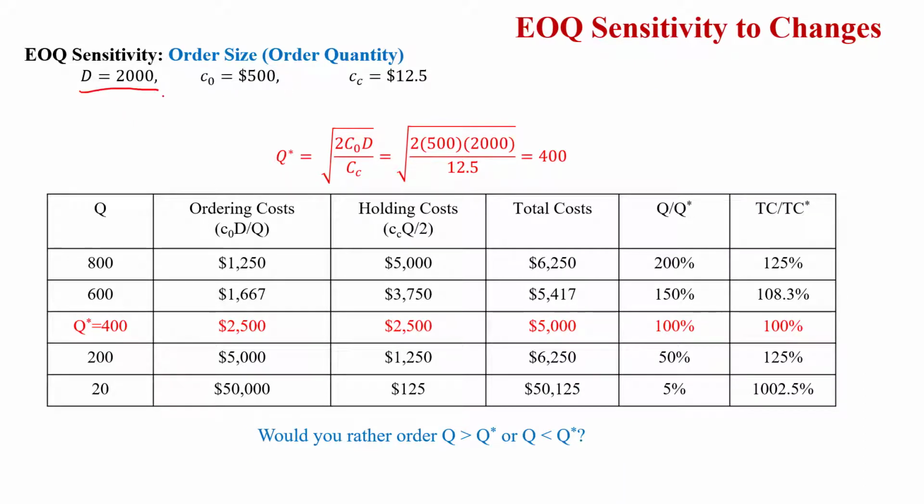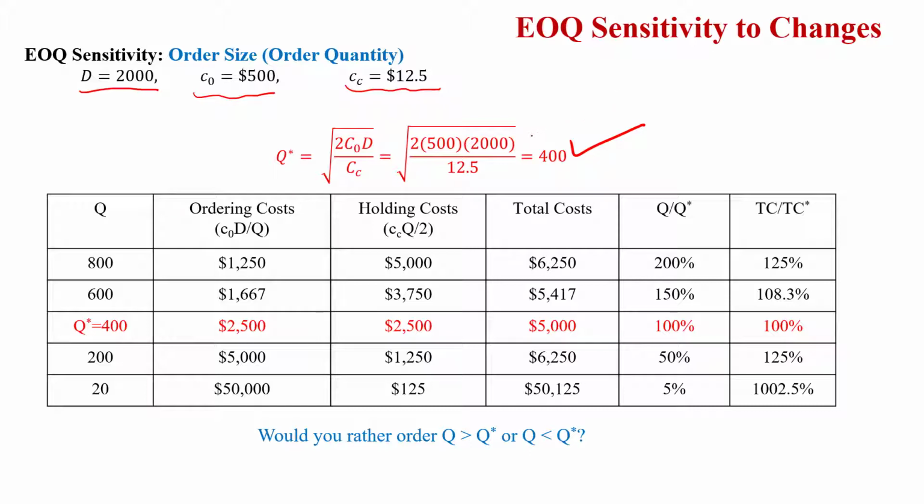For that, I'm using an example. Let's say we have the annual demand, the ordering cost per order, and the carrying cost. Against that, the optimum order quantity is the square root of 2 times C naught times D divided by Cc. That is basically 2 multiplied by 500 per order multiplied by 2000, divided by 12.5. So we get the optimum order quantity.